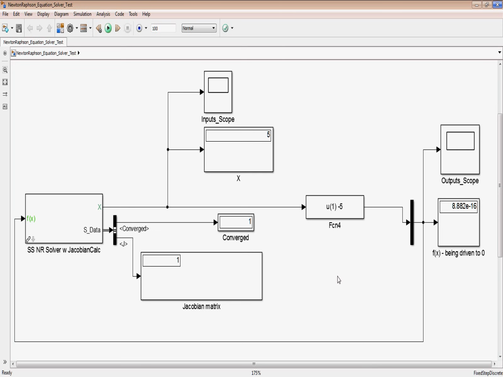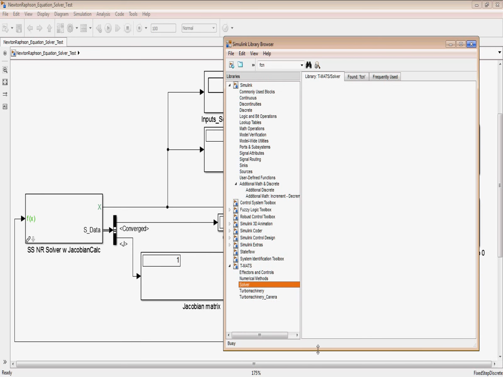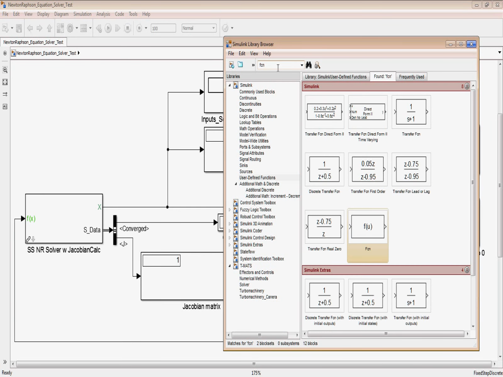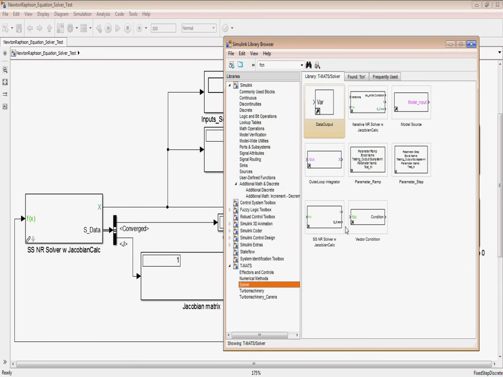So here's a diagram I set up that uses the tmats block and a function block. These blocks you can get to from your library browser. Function is just a basic function block from MATLAB. You can take that and drag it in. The tmats block, you need to have tmats loaded, and it's just tmats solver, and then it's this SS on our solver with Jacobian calc.